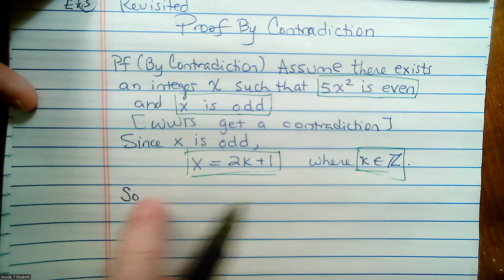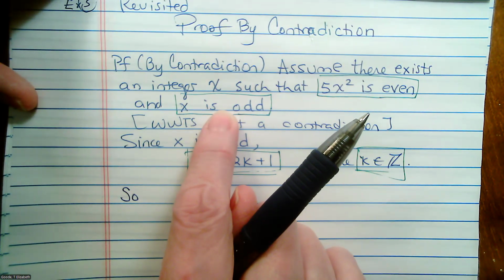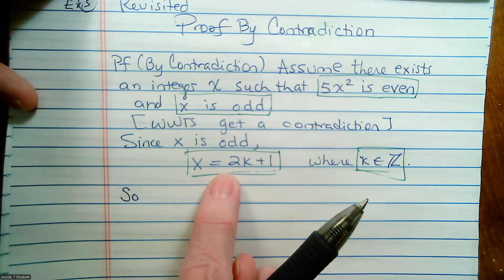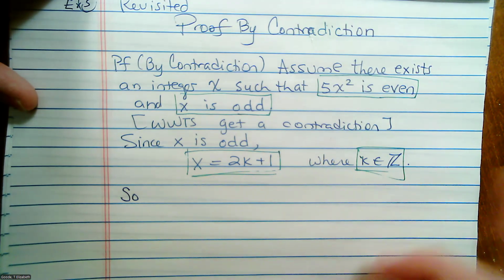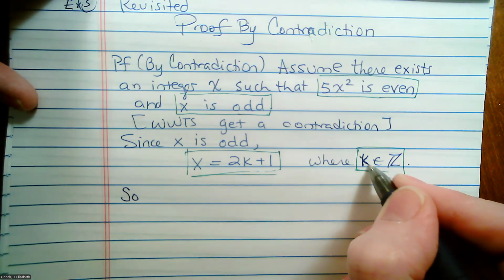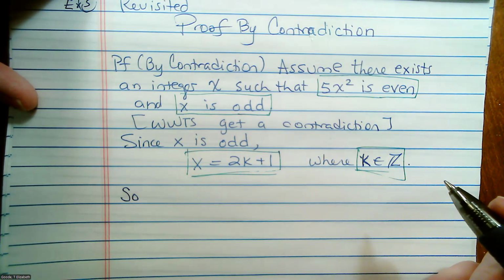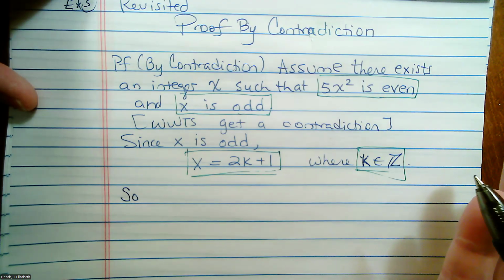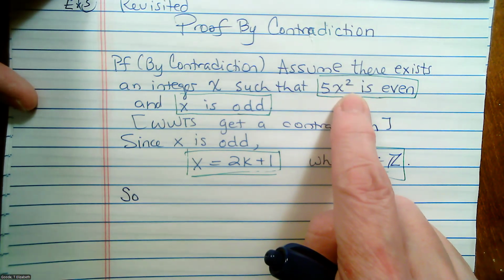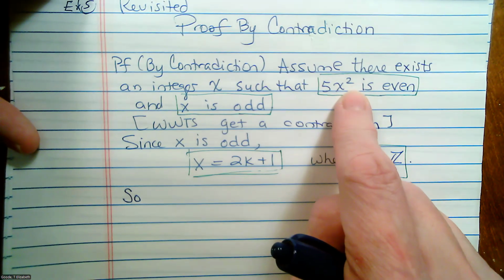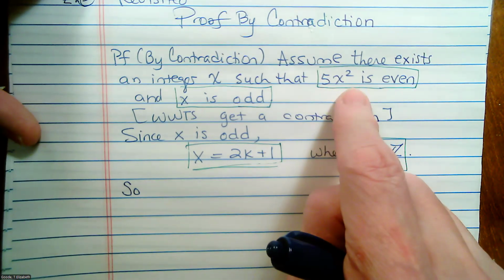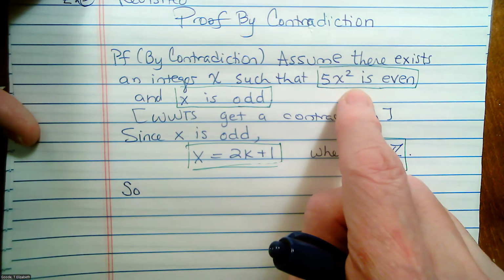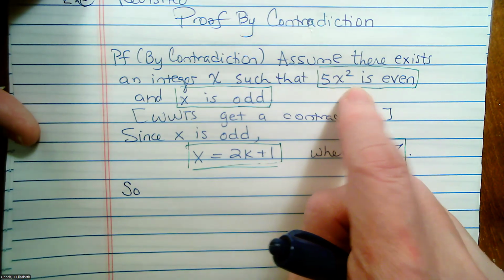Well, the point is this. If we're going to use our hypothesis that x is odd, which we're doing right here by writing this nice equation, we have to contradict something. Well, the only other thing going on is that 5x squared is even. That's part of our hypothesis. So the only thing we can really do with that now is to try to contradict it.